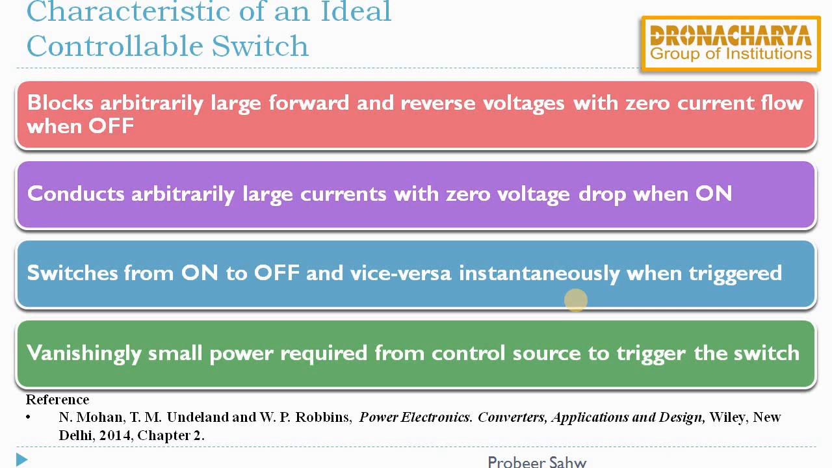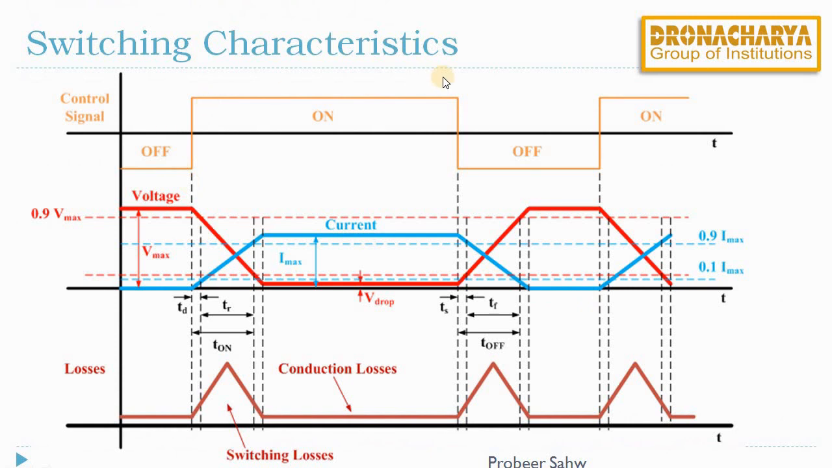practical switch. So there will be certain current flowing through the switch even though that switch is off. There will be a certain voltage drop across the switch even though that switch is on, and there will be certain delay in transition from on to off state and vice versa, and a considerable amount of power will be drawn from the control source. This is explained in the switching characteristics.